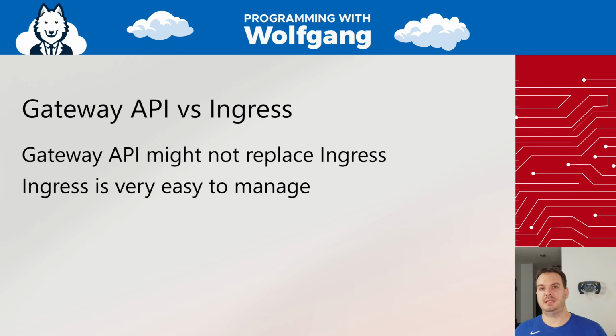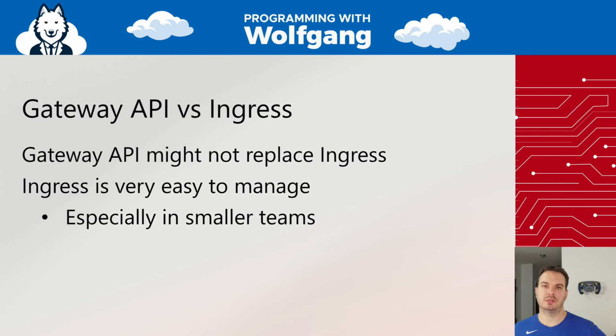The reason why I think this is that the Ingress is super easy to manage. And if you already have a working Ingress and don't have any problems, there's no reason why you would replace it. Especially if you're a small team. For example, if you're one team that runs your own cluster and it works, then I don't see a reason to change it to the Gateway API.